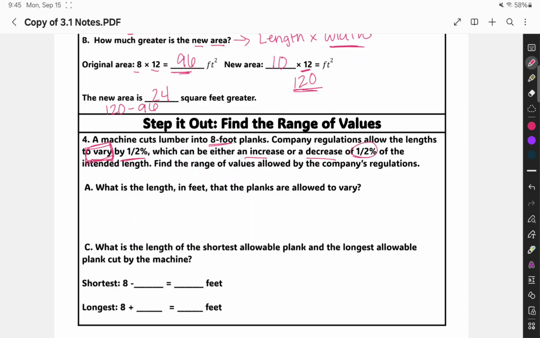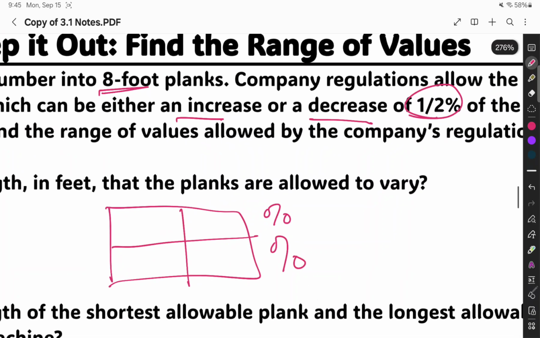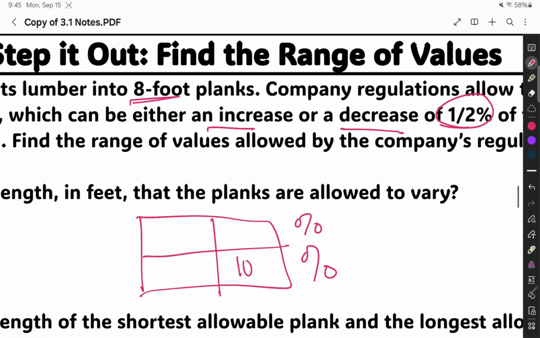So to do that, we want to find what is the length in feet that the planks are allowed to vary by. So we want to know, okay, well, it can vary by 0.5%. So how much is that 0.5%? So if I look here, vary means change, right? So we still need our percent of change box. We're going to zoom in so you can see it a little bit better. So we're still having the amount of change, which is what we're looking for, over the original amount. We're going to plug in the information that we know. We know it can change by 0.5%, and we know that the original is 8.